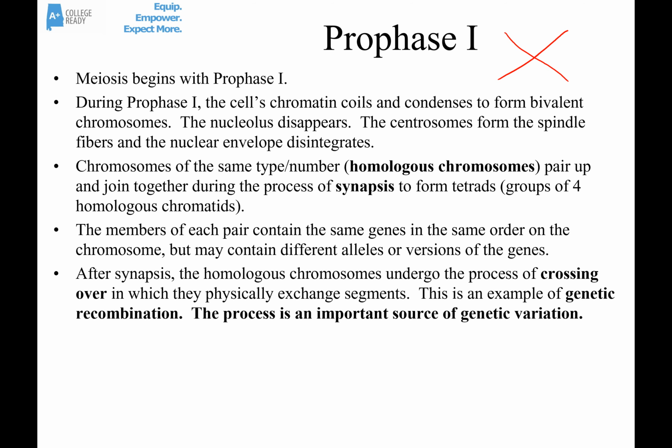Chromosomes of the same type or same number, homologous chromosomes, pair up and join together during a process called synapsis. So this is new. This doesn't happen in mitosis. This is unique to meiosis. The members of each pair contain the same genes in the same order, but they oftentimes contain different alleles, or different versions of those genes.